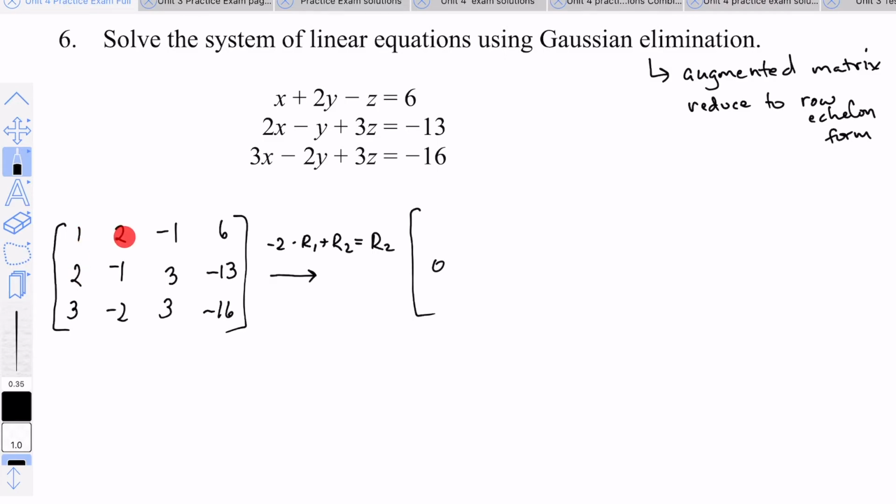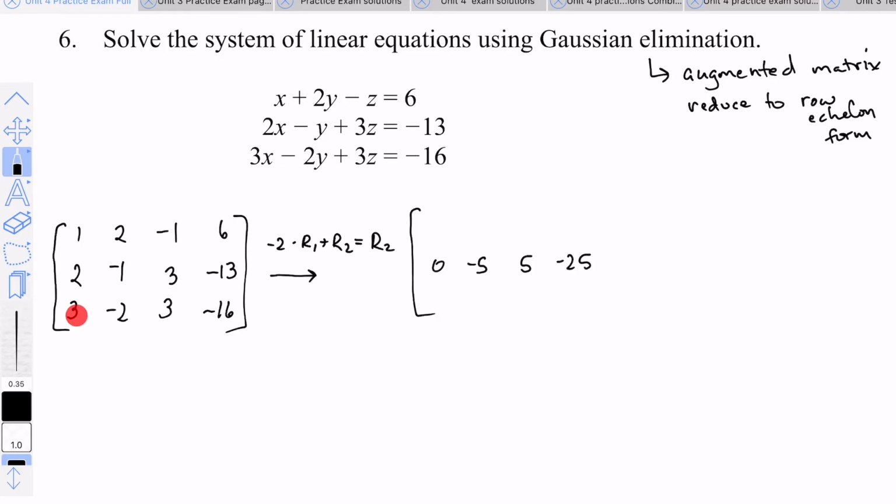Here, row 1 times -2 makes -4. -4 plus -1 is -5. Here, -2 times -1 makes +2. Add that to 3, and I get +5. And here, 6 times -2 is -12. Add -12 to -13 to get -25. Now I also want to get this value to be 0.